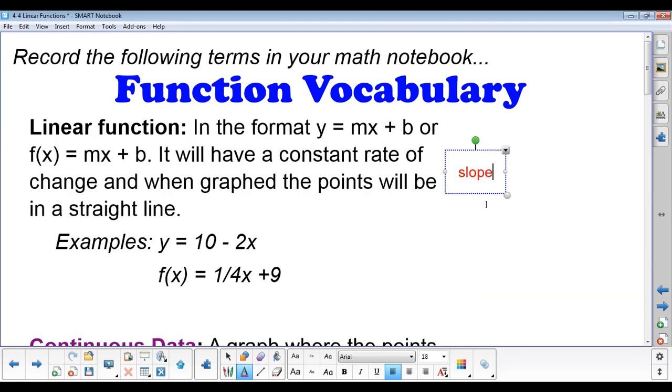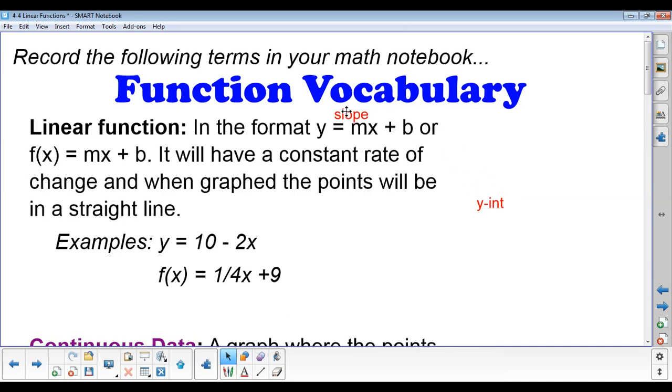Slope and y-intercept. Meaning whatever number comes in front of x is the slope, whatever number comes at the end is our y-intercept. It works the same way with functions. The only thing that's different is instead of the letter y, we're using f of x for right now. We still have that constant rate of change. Remember, that's what our slope is, constant rate of change. And it's still going to be a straight line.